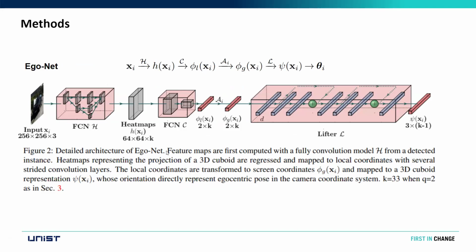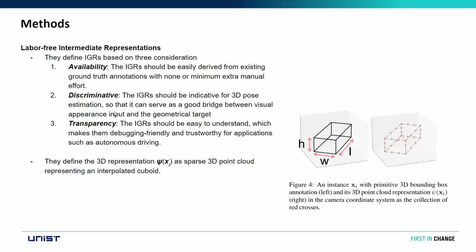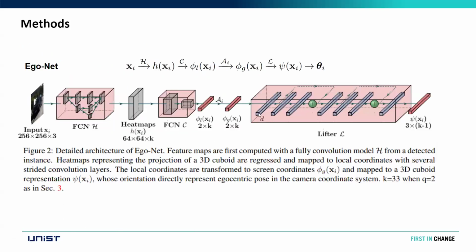Okay, so here is the architecture of the EgoNet. As you can see, there is a function H. The output of this function is the heat maps, and then you give the heat maps to the function C, and you get the 2D key points. Then you apply some affine transformation to the key points, and from these key points you can get the 3D information. We'll give an example about this later.